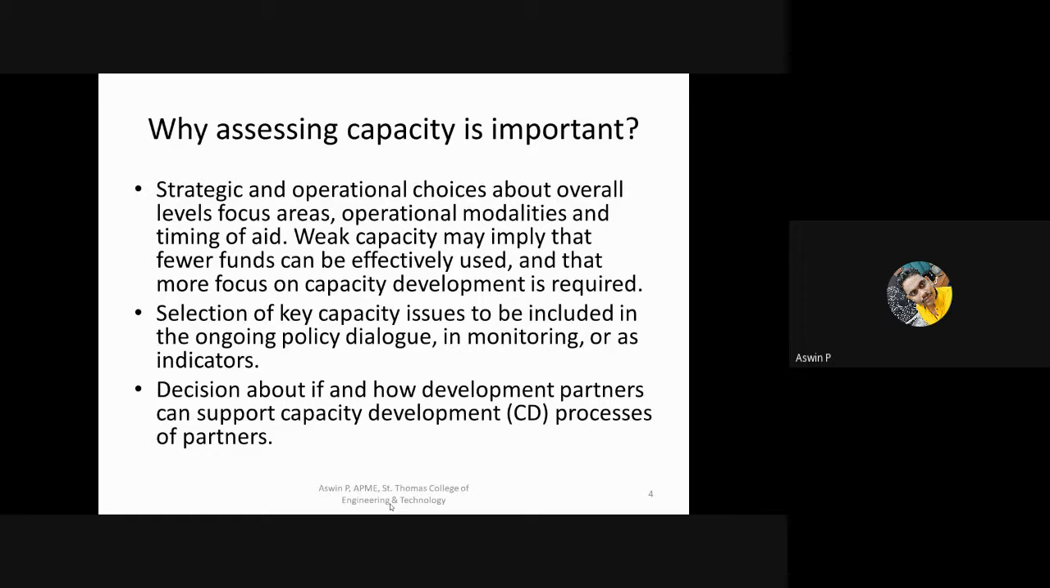Strategic and operational choices about overall focus area, operational modalities, and timing of aid are very important. And also, it's a very important term, the second term, that is, weak capacity may imply that fewer funds can be effectively used and more focus on capacity development is required. If we are providing some physical structures for the flood overflow, that water passage, and we are not giving much focus on that area, it means we will not effectively utilize that money.